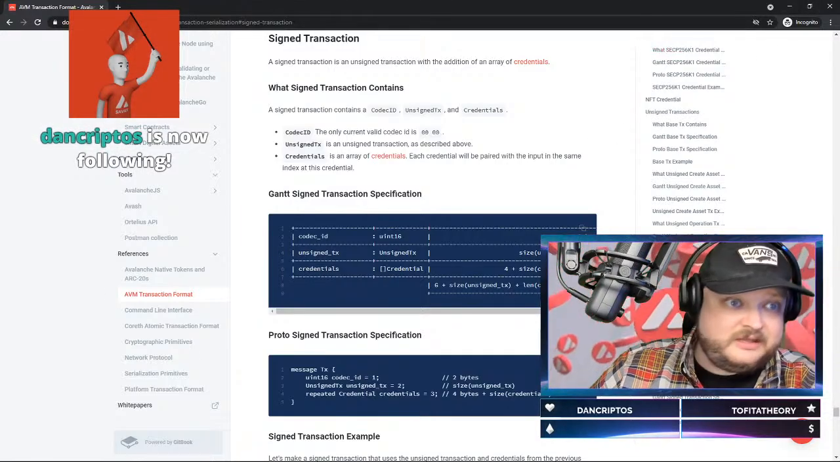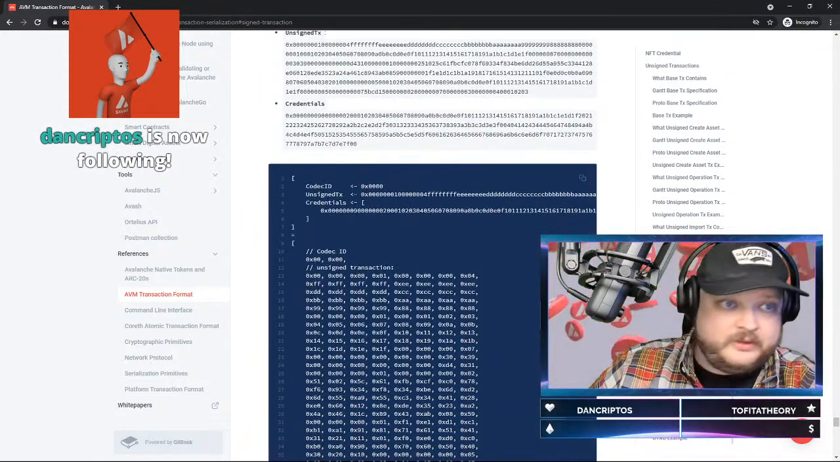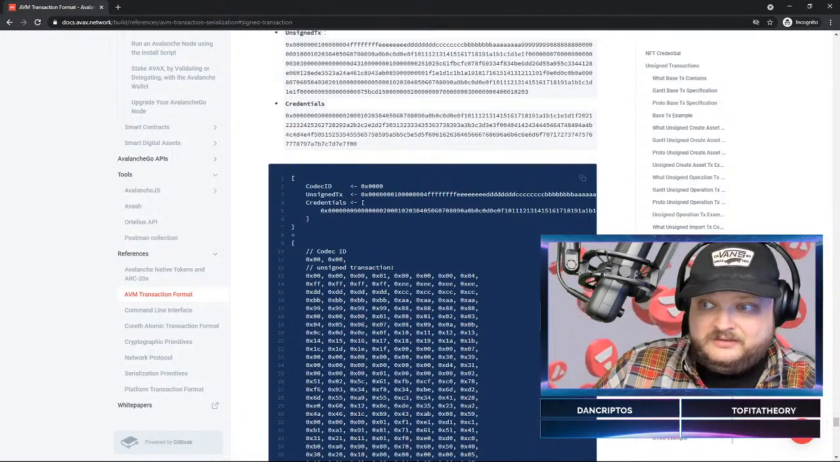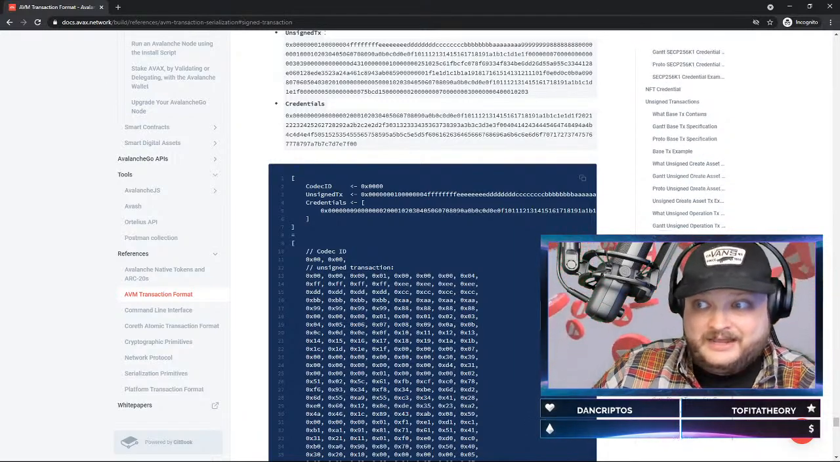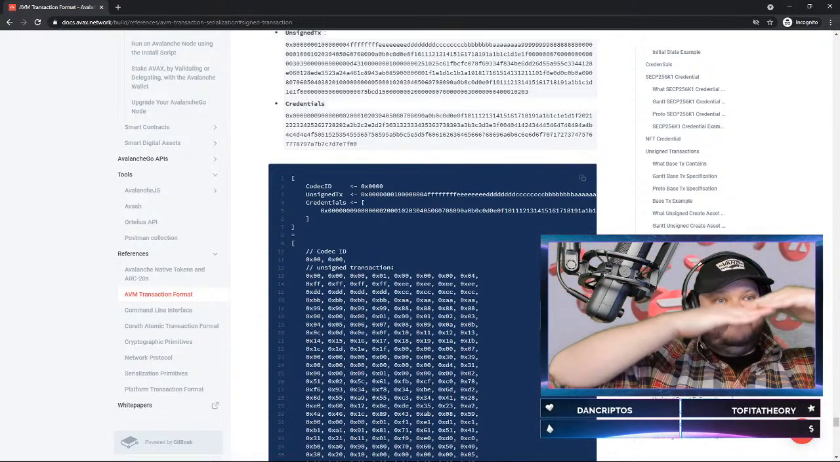And I don't think you can see that because my camera's in the way. Let me see if I can help you. Nah, I can't. But UTXOs are at the very bottom of the list of the docs, and the signed transactions come right after that, and then unsigned transactions come after that. So it's literally like we're going bottom up even in the docs.